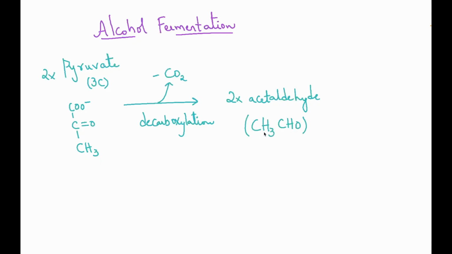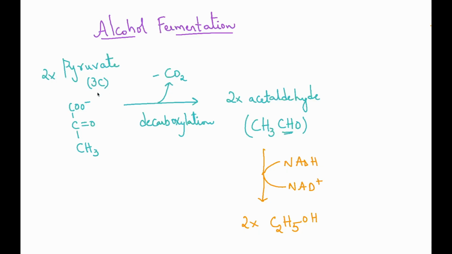CH3CHO. So acetaldehyde contains a functional group that is aldehyde and its molecular formula is CH3CHO. Now acetaldehyde is the electron acceptor as it accepts electrons from NADH and gets converted into ethanol, which is C2H5OH. And in this process, NADH gets converted back into its oxidized form, which is NAD+.